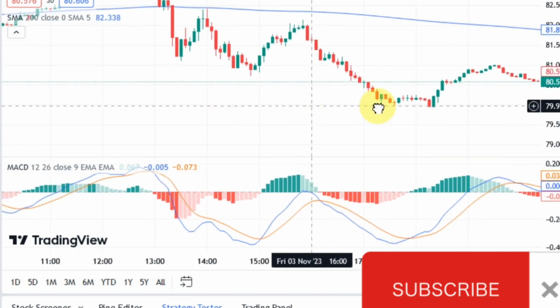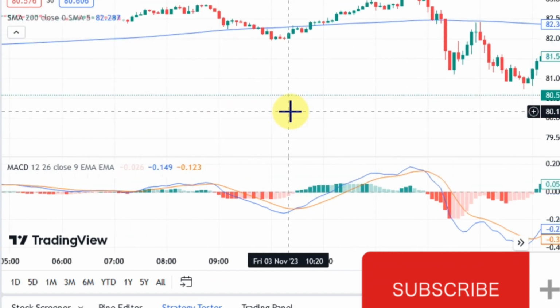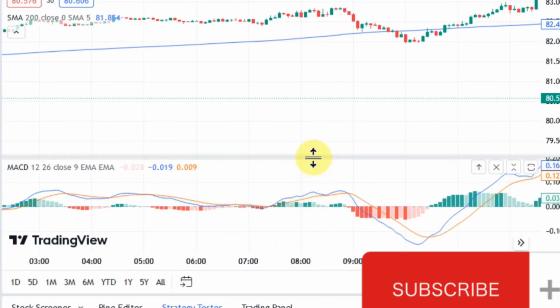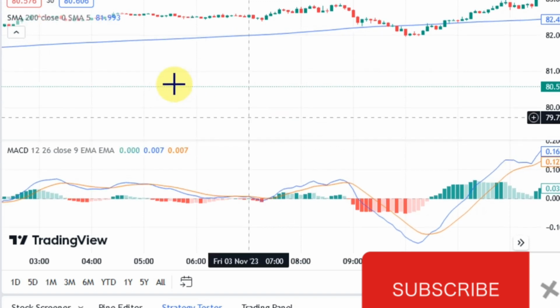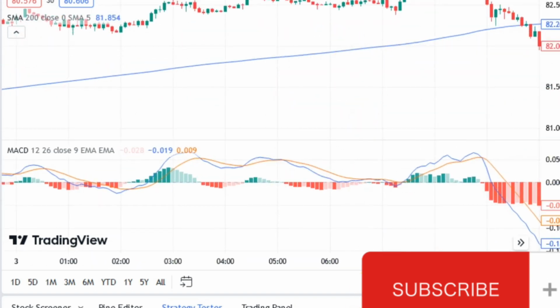The histogram shows the difference between the fast and slow lines. Traders look for crossovers and divergences in these lines to identify potential trading opportunities. They also pay attention to the histogram, as it can provide additional insights. MACD is a potent tool, but remember, with great power comes great responsibility.